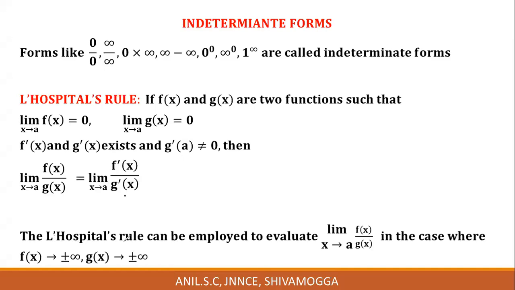See this, L'Hospital's rule can also be employed to evaluate the limit as x tends to a of f of x divided by g of x, in the case where f of x tends to plus or minus infinity and g of x tends to plus or minus infinity. That means L'Hospital's rule is applicable only in two cases, if the indeterminate form is either 0 by 0 or infinity by infinity.